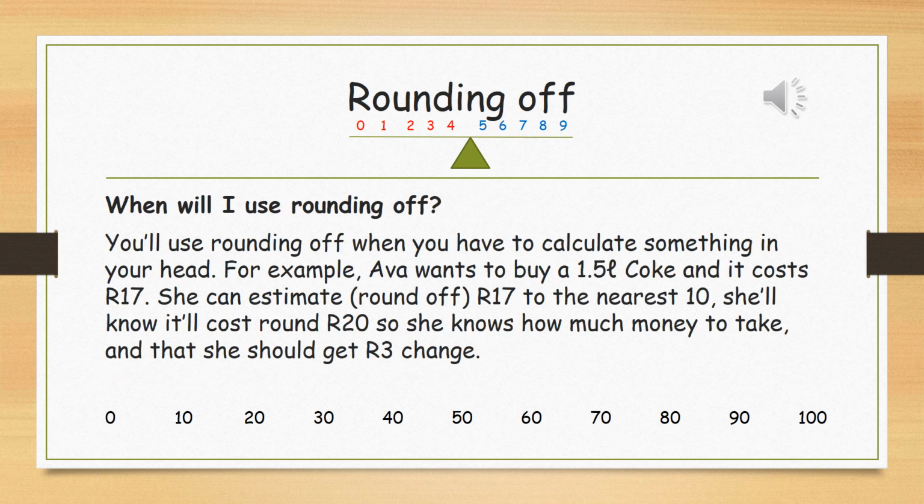When will I use rounding off? You'll use rounding off when you have to calculate something in your head. For example, Ava wants to buy a 1.5 litre Coke and it costs her 17 Rand. She can estimate, round off or guess, that 17 Rand to the nearest 10. She'll know it'll cost around 20 Rand, so she knows how much money to take or to give the shopkeeper, and that she should get around 3 Rand change.